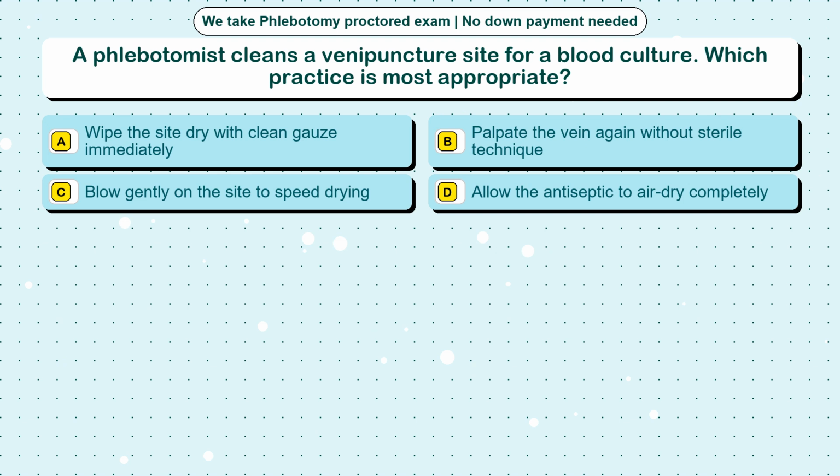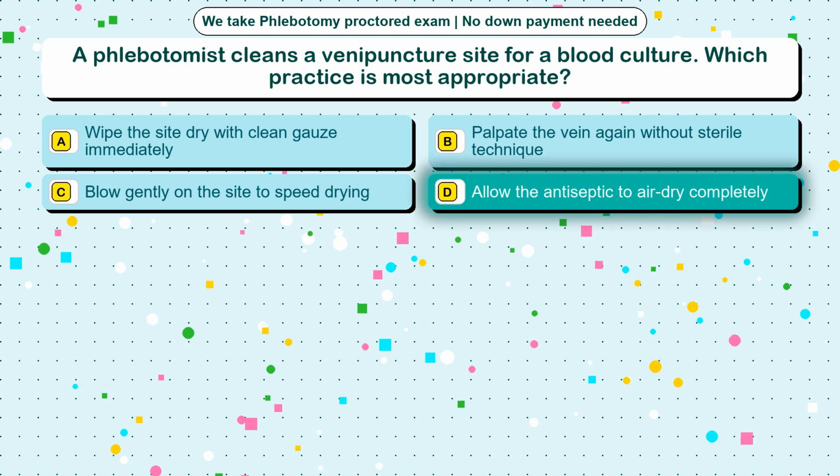Question 100. A phlebotomist cleans a venipuncture site for a blood culture. Which practice is most appropriate? Option A. Wipe the site dry with clean gauze immediately. Option B. Palpate the vein again without sterile technique. Option C. Blow gently on the site to speed drying. Option D. Allow the antiseptic to air dry completely.